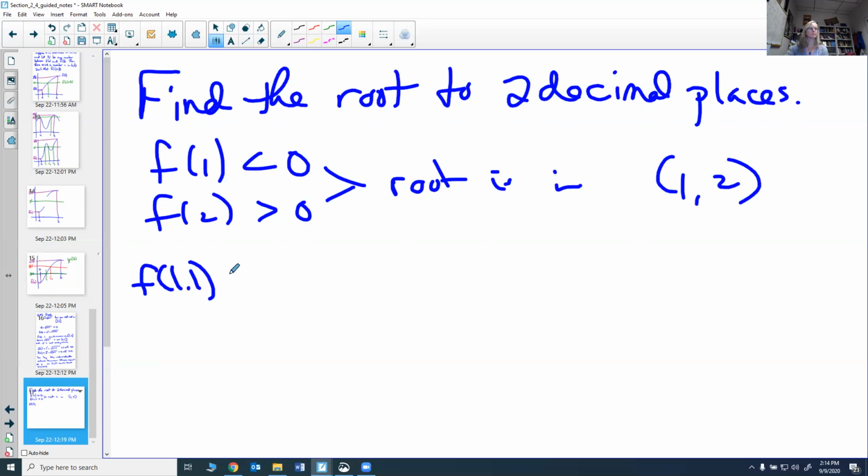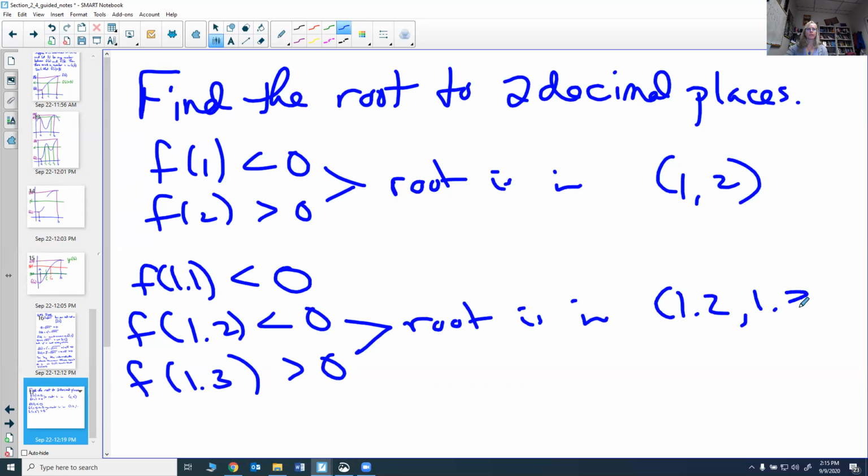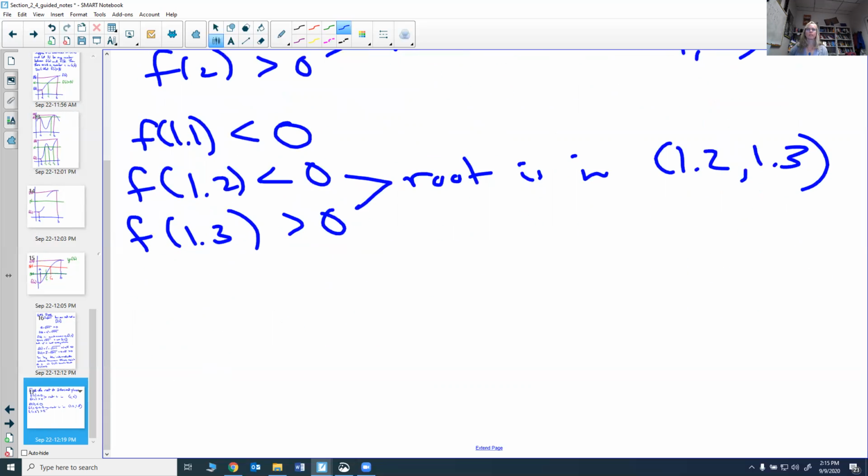So let's look at 1.1, to see if we can get a little bit more exactness. If I put 1.1 in, I still get a number less than 0. If I put 1.2 in, I still get a number less than 0. If I put 1.3 in, I suddenly get a number bigger than 0. So that tells me that the root is in 1.2 to 1.3. So instead of just being between 1 and 2, I now know it's between 1.2 and 1.3. So I get a little bit more exactness of what my root might be.